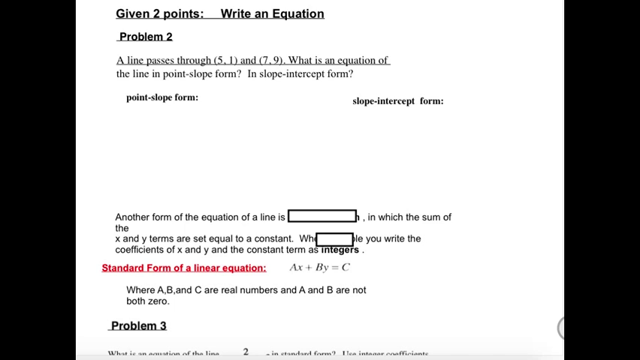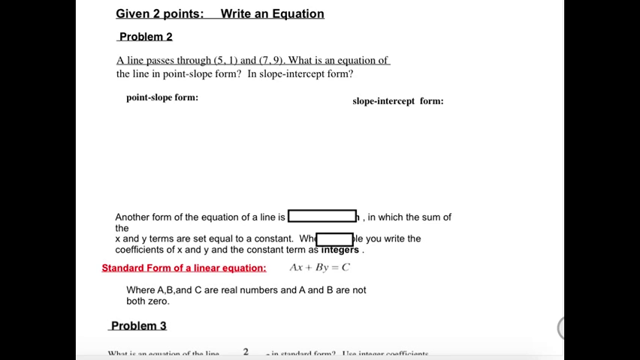Then we have our second problem. It says a line passes through 5, 1 and 7, 9. Those are both points. When you're given 2 points, you need to find the slope. Every equation, you need a slope. And it wants to know what is the equation of the line in point-slope form and in slope-intercept form. So the first thing I have to do is find that slope.